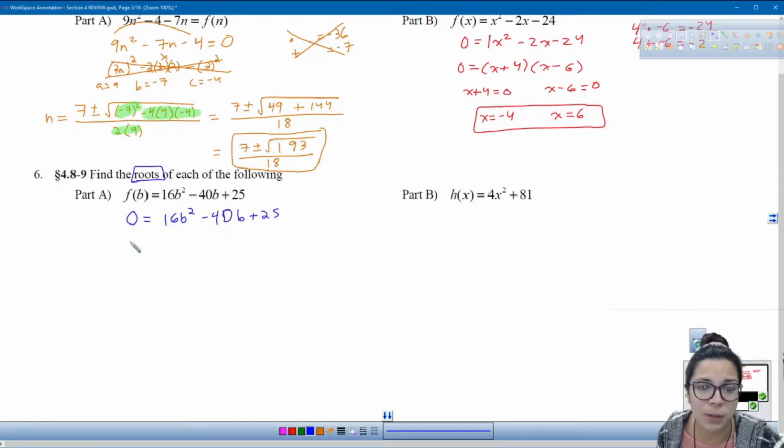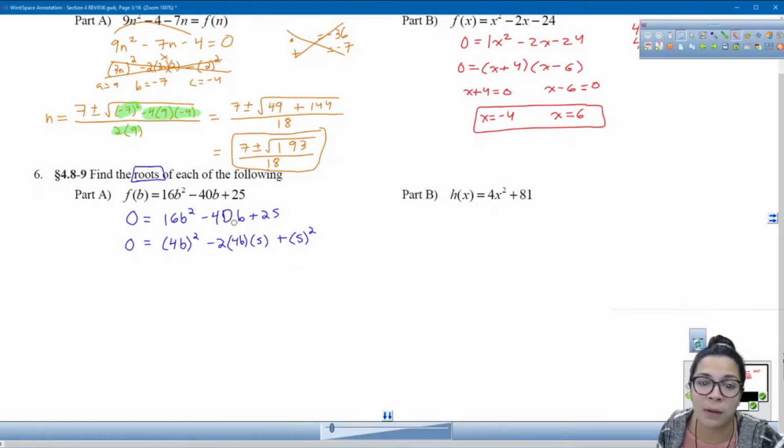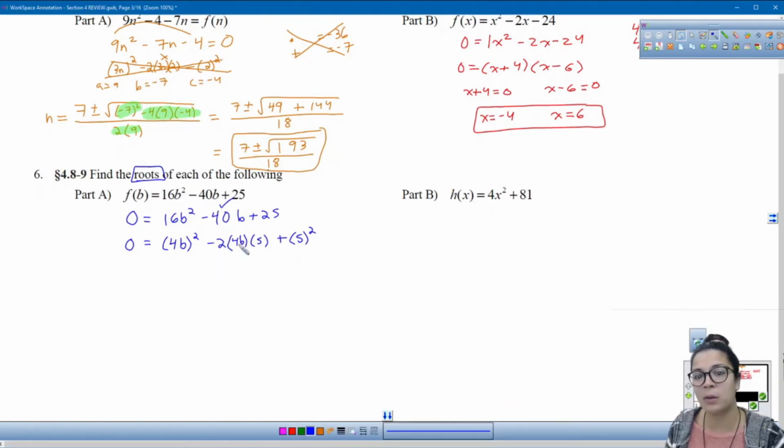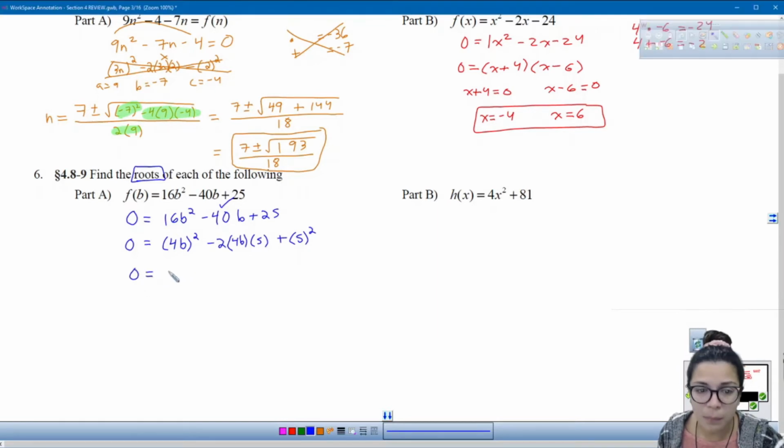Now on this one, the first term and the last term are both perfect squares. So I'm thinking maybe this is a perfect square trinomial. Let's go ahead and try it. The first term will be 4b all squared. The last term would be 5 squared. And in the middle we have to check. Does negative 2 times 4b times 5 equal negative 40b? And in this case, it does. So this is a perfect square trinomial, and therefore I could factor it into 4b minus, because the middle term's negative, 5, all squared.